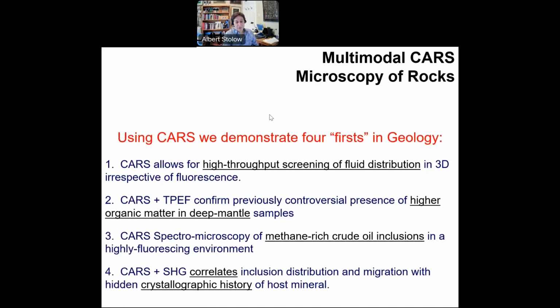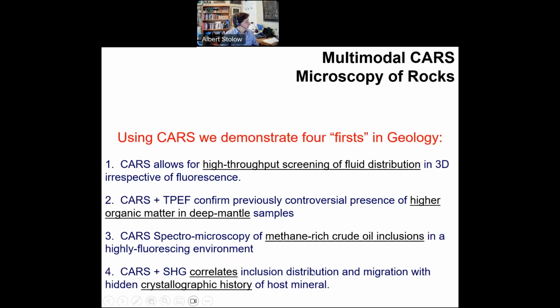The first is that because it's a high sensitivity technique, we can go very quickly. So we can do what you might call high throughput screening. We can look at lots of samples very quickly, and we're not going to be bothered by fluorescence. So we can look carefully at many, many types of fluid inclusions and do statistics. However, because as I showed you, it's multimodal, we can also get fluorescence and CARS at the same time. And this is interesting because higher organics, like heavier petroleum oils, for example, do fluoresce, whereas methane, a very small molecule, does not fluoresce. So we can see whether there are heavier hydrocarbons present in the rock.